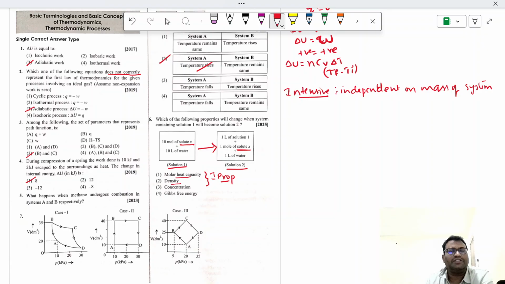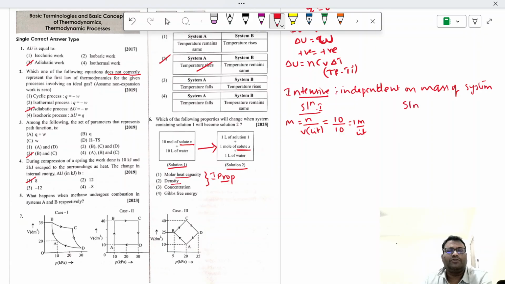But coming to concentration, in solution 1, what is molarity? Number of moles of the solute by volume of solution in liters, or number of moles of solute present in 1 liter of the solution. Number of moles is 10 moles, volume is also 10 liters. That is equal to 1 mole per liter. So this is the molarity, or concentration, of solution 1.